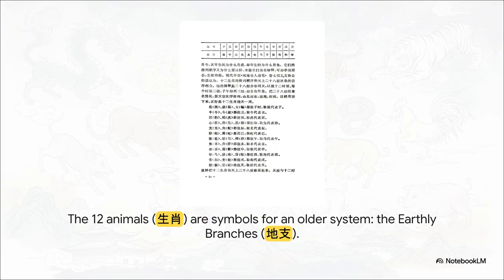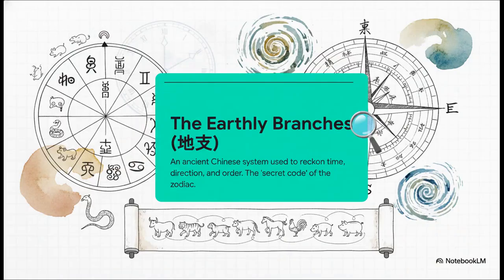Down at the bottom, you see the animals we all recognize. That's the Shengxiao. But look at that top row of characters. That is the real system. Those are the 12 earthly branches, the DG. See, the animals were just a user-friendly interface, a memorable way to represent this much older, much more complex cosmic system.